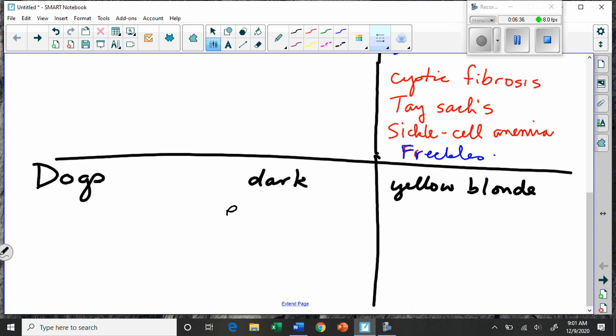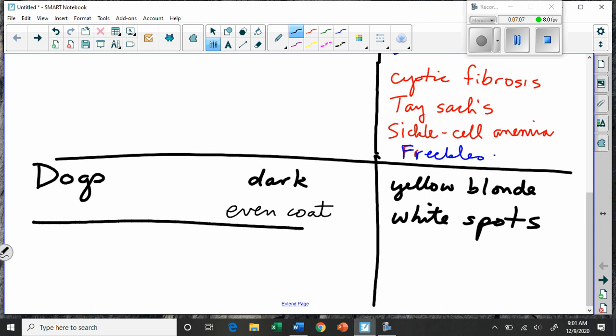An even coat of fur is dominant over spotted. I should say white spots, not colored spots. Let me erase that. Colored spots are sometimes white spots. Colored spots are sometimes the result of what we call codominance, and we'll talk about that later.